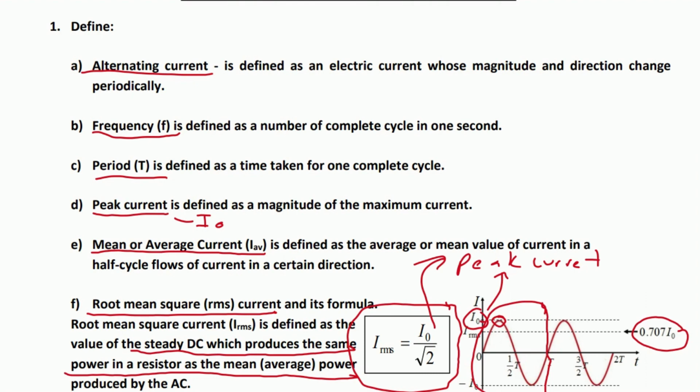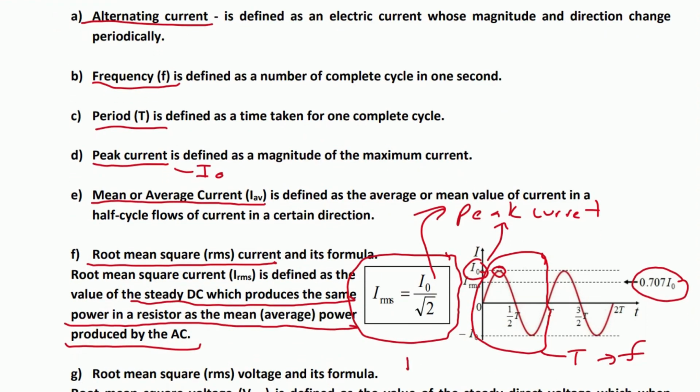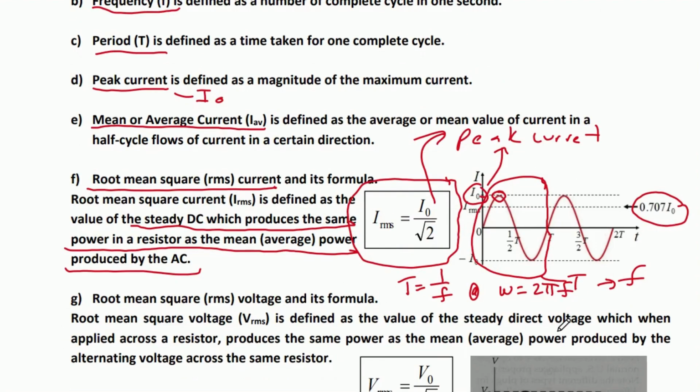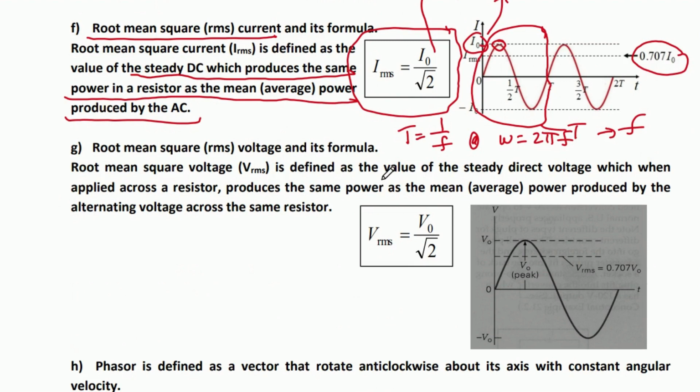From this period you can find the frequency by using the formula omega equals 2 pi f, or T equals 1 over f. So T equals 1 over f, or you can use omega equals 2 pi f. This is some knowledge that you must know in order to solve questions involving alternating current.